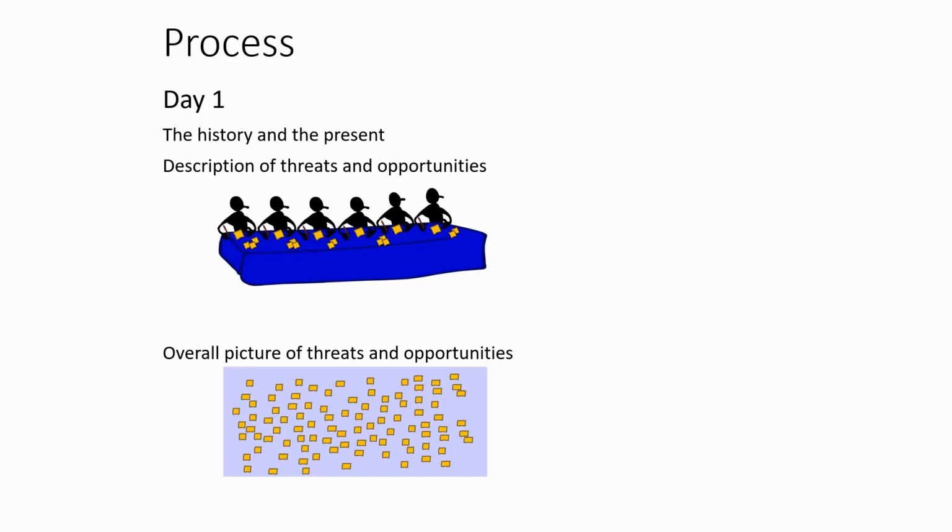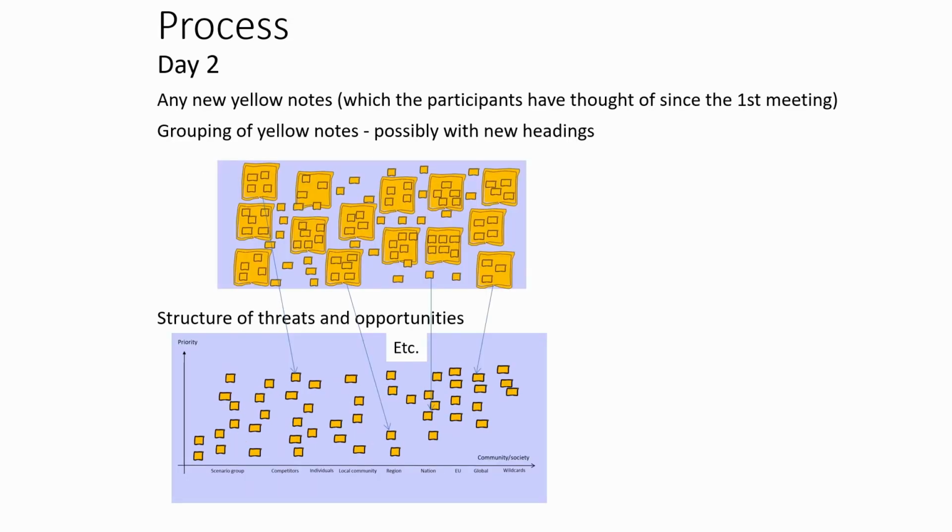I will now sum up the advanced scenario process. On the first day, the scenario group will hear the history of the infrastructure, and they will be presented with the actual plans for further development of the infrastructure. And then they will describe threats and opportunities, and they will collect these threats and opportunities on the scenario board. On the second day, they will group threats and possibilities, and then they will structure this on the scenario board.